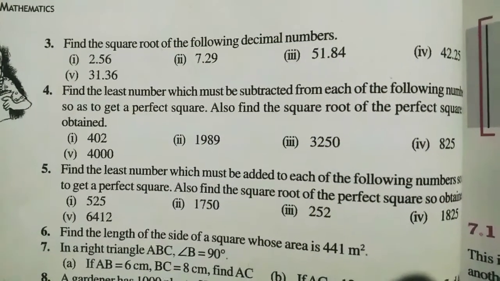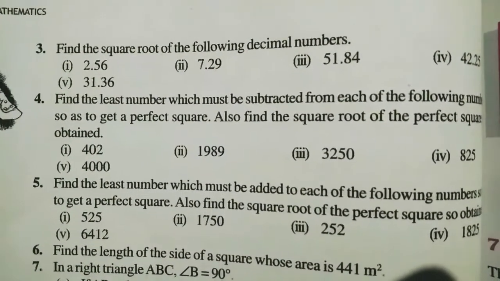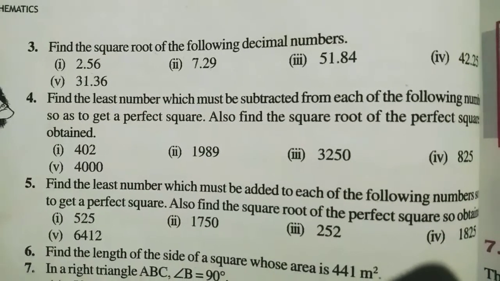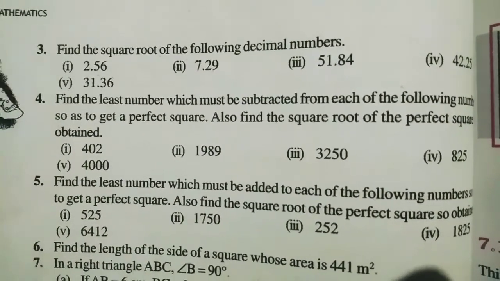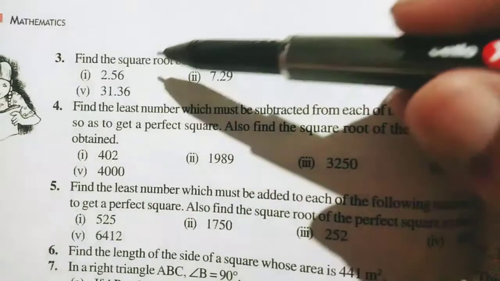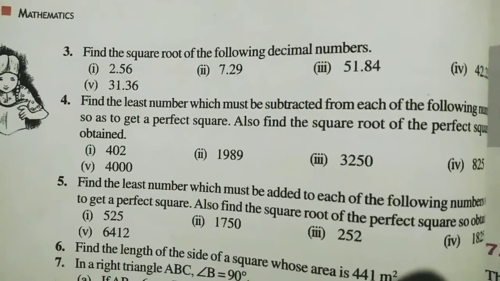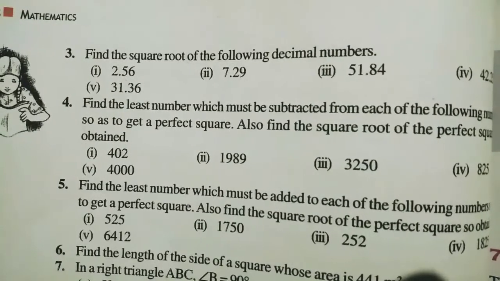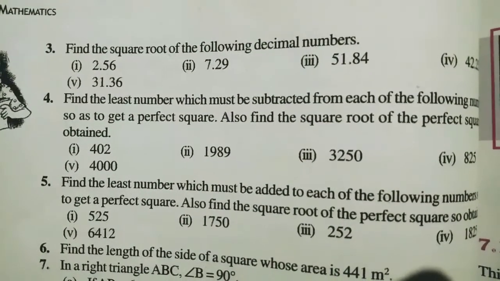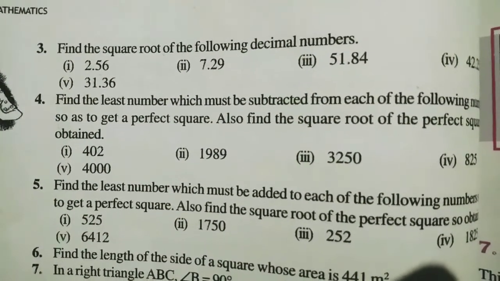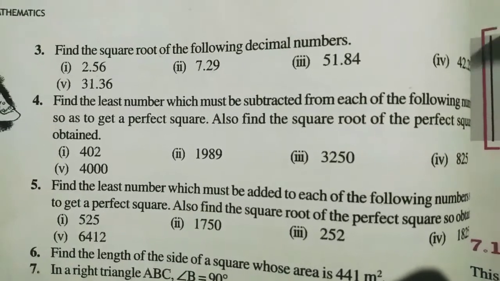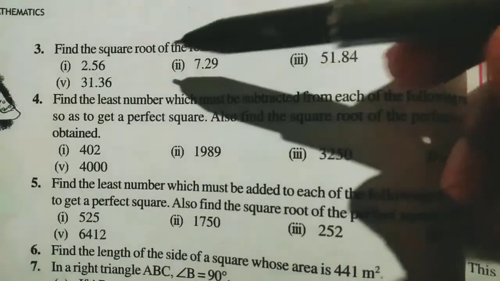Now students, going to the next page. Question number 3. Find the square root of the following decimal numbers. So here you can see, now we will find the square root of decimal numbers. In the prime factorization method, you have not seen decimal numbers. You cannot find the square root of a decimal number by using the prime factorization method. But we can find the square root of a decimal number by using the long division method.